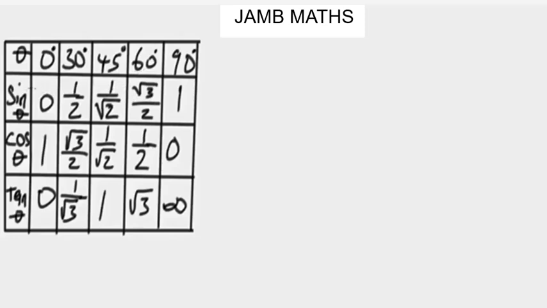Now let's explain what's happening here. I use values from 0 degrees to 90 degrees, but our focus should be on 30, 45, and 60 degrees. For sine 0, we have 0; sine 30 degrees is 1/2; sine 45 degrees is √2/2; sine 60 degrees is √3/2; sine 90 degrees is 1. Cos 0 is 1; cos 30 degrees is √3/2; cos 45 is √2/2; cos 60 is 1/2; and cos 90 is 0.